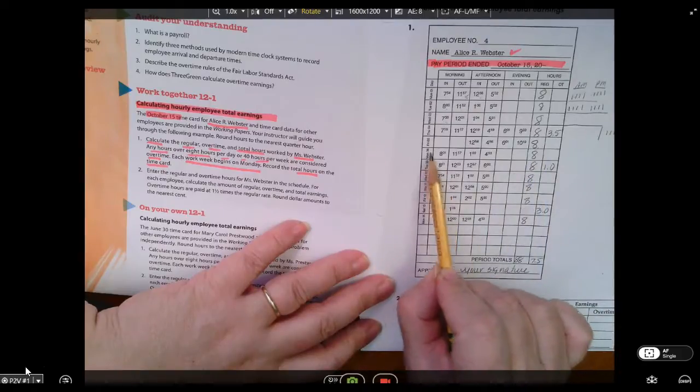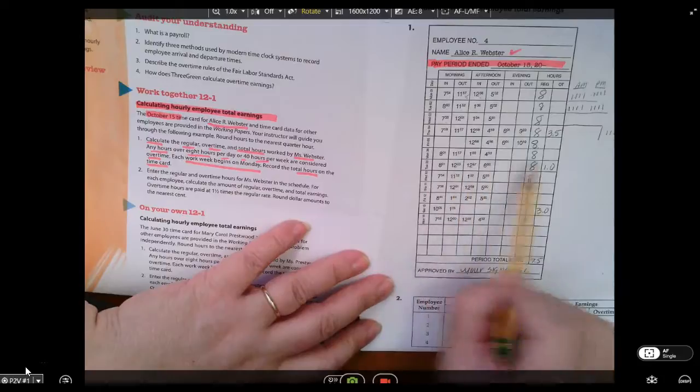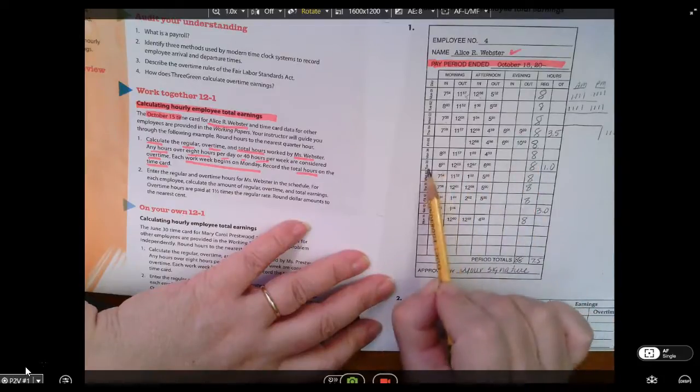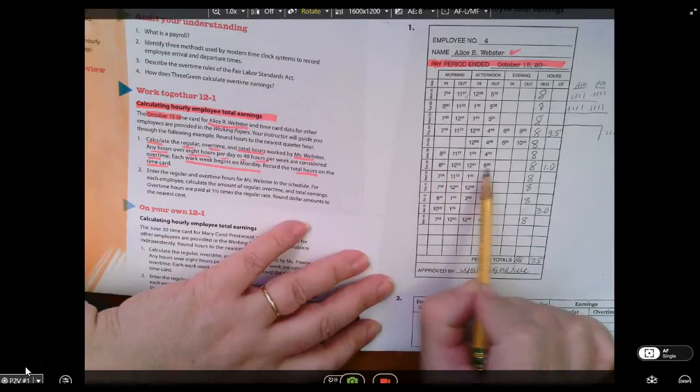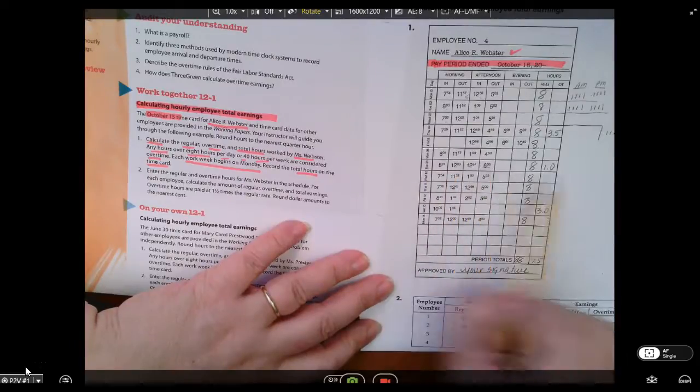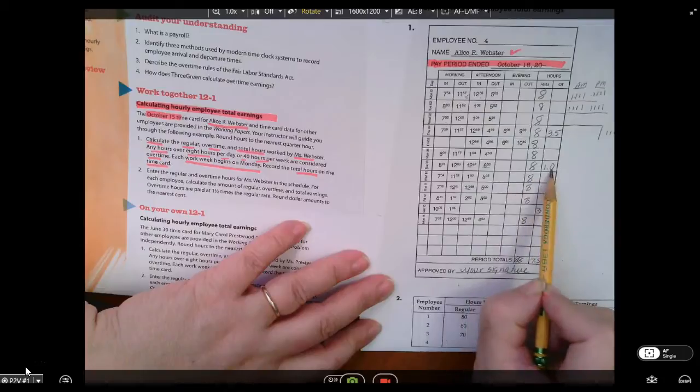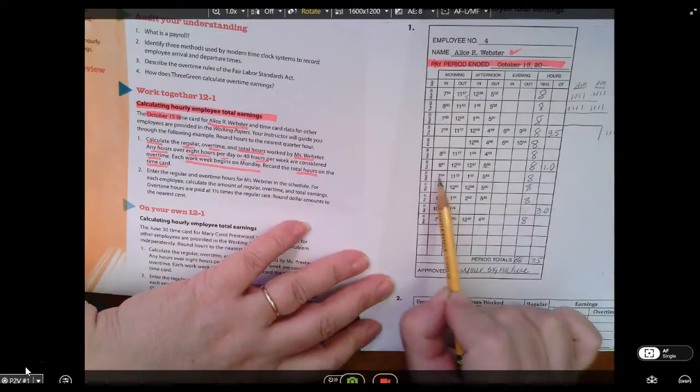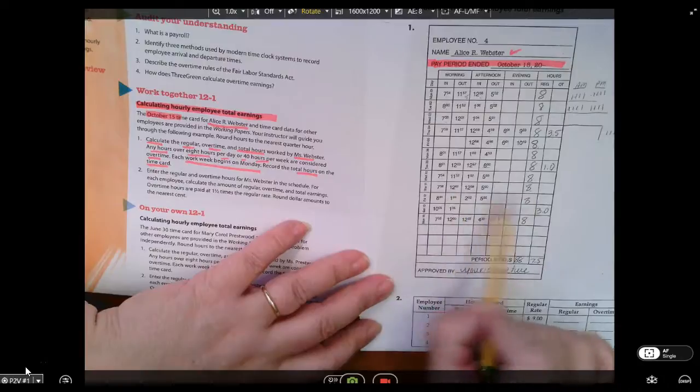On Monday the 8th, she worked her 8 hours a day. Tuesday the 9th, can you see where I'm getting this? 8 to 12, 12 to 6. She worked her 8 hours plus an hour's worth of overtime. Then she went back to her normal hours.